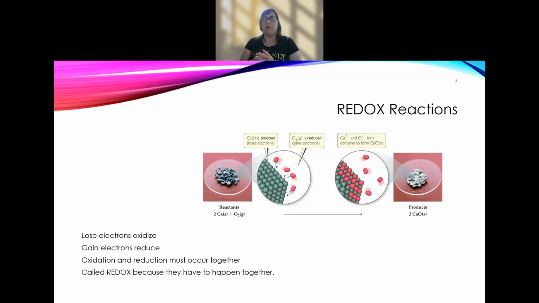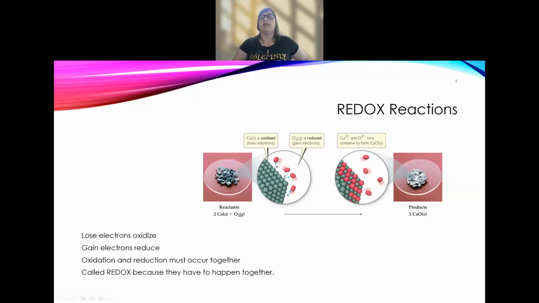Well, how did Ca become Ca2+? How did O go from O2 to O2-? How does that happen? Well, that's the process that we're going to be talking about. So calcium solid is oxidized. It loses electrons. So Ca solid goes to Ca2+ plus 2 electrons. In the case of the oxygen, we go from O2 to 2 O2-. And of course, that means a transfer of electrons.